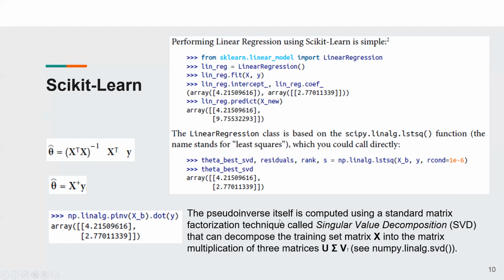The pseudo inverse itself is computed using a standard matrix factorization technique called singular value decomposition. It's also called SVD, which can decompose the training set matrix X into the matrix multiplication of three matrices: U, theta, and V transpose. If you're interested, you can take a look at the linear algebra .svd function. In terms of theory, it's also coming from linear algebra.